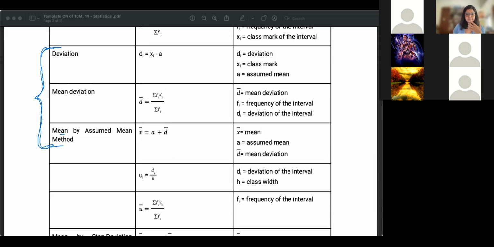The deviation and mean deviation are substituted in the assumed mean formula, right? Not both. You'll find the individual deviations first. Then you'll find the mean of all of these individual deviations. So di is used in this particular formula. Once you find the mean deviation, that will finally be used in the main formula. Yes. Okay.